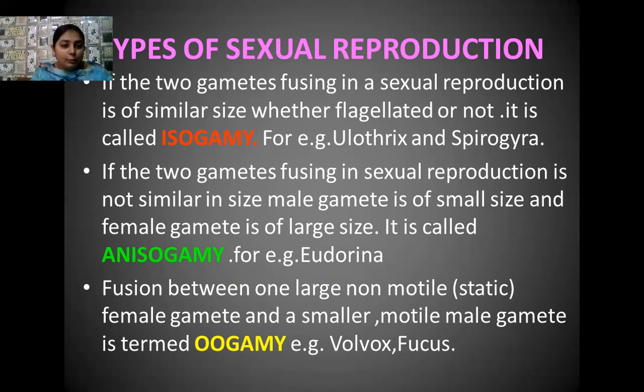And the third one is oogamy. What is the special thing about oogamy? Here the fusion takes place between one large, non-motile, static female gamete and a small motile male gamete. That means the male gamete has flagella and can easily move or swim in the water because of these flagella. Such reproduction is known as oogamy. As examples of oogamous species, you can write Volvox and Fucus.